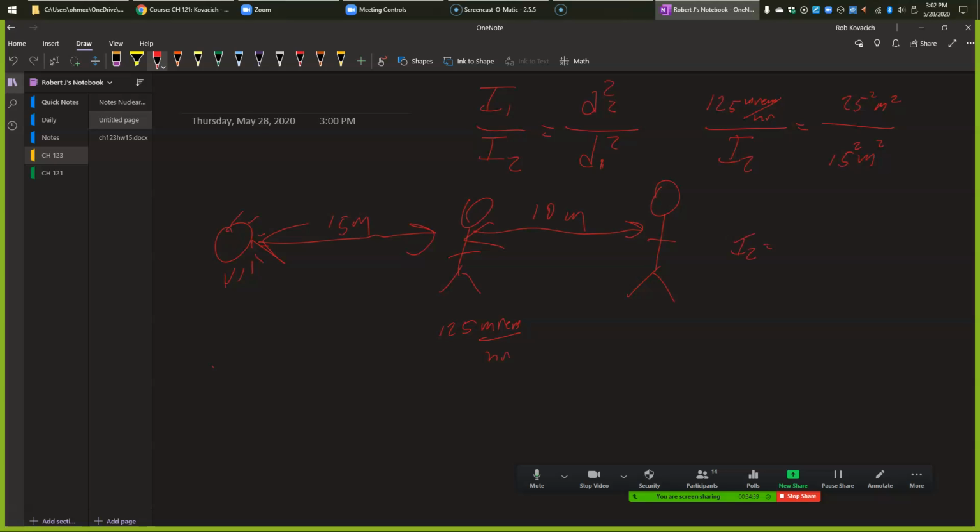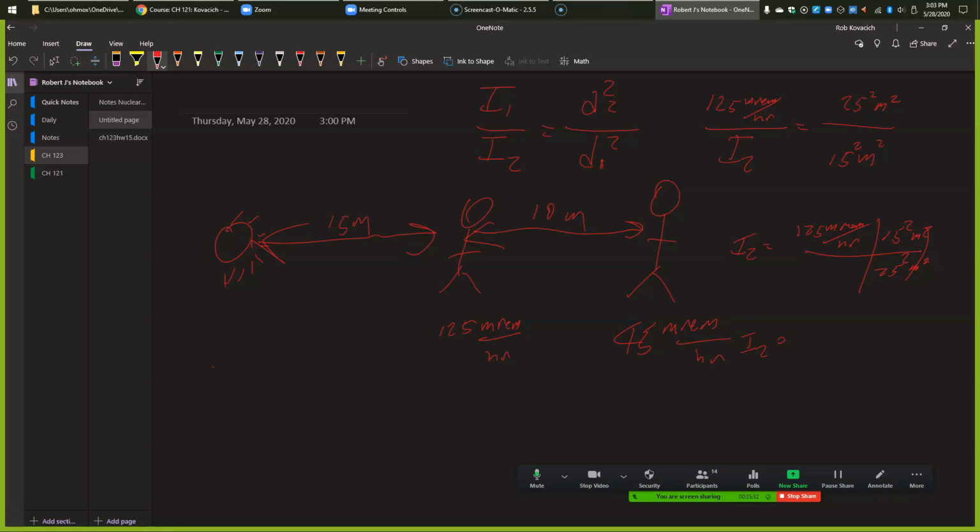I get intensity 2 is equal to 125 millirem per hour, and then it's 15 squared meters squared divided by 25 squared meters squared. And the squared meters cancel out. And my new intensity is what? 125 times 15 squared divided by 25 squared. 45. We okay with that? So when you do your calculation, if you get further away, make sure the number goes down. If you get closer to it, make sure the number goes up, or you're making a mistake.